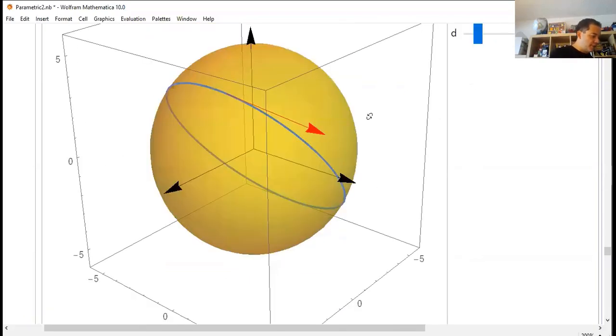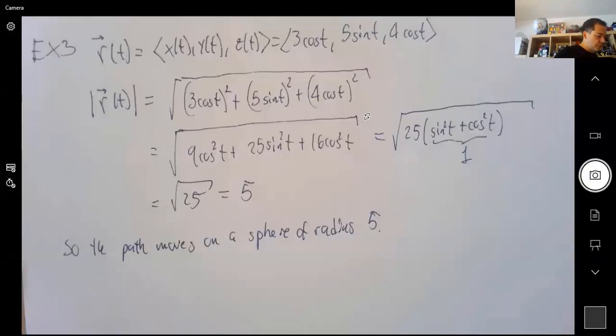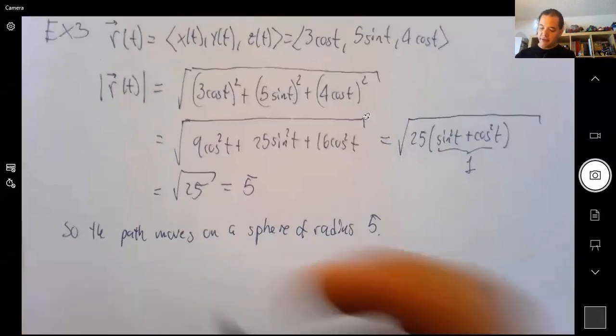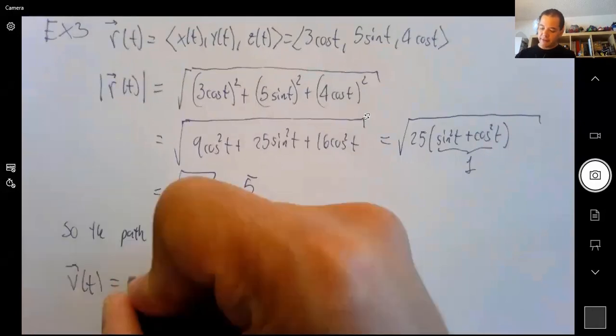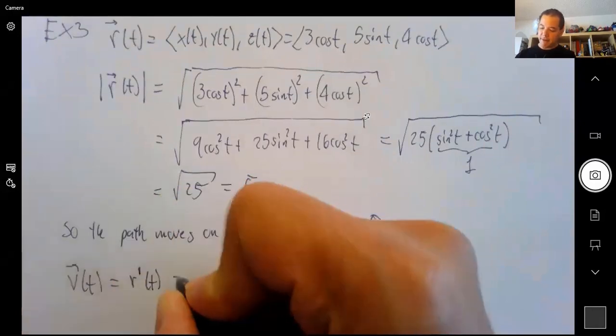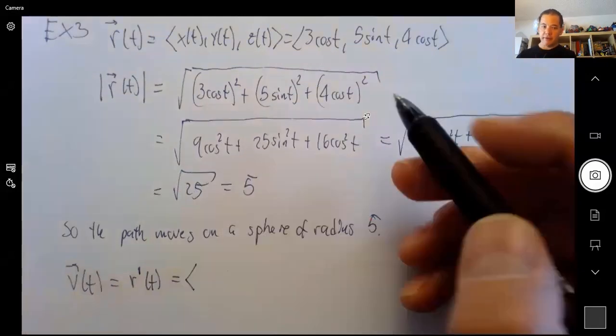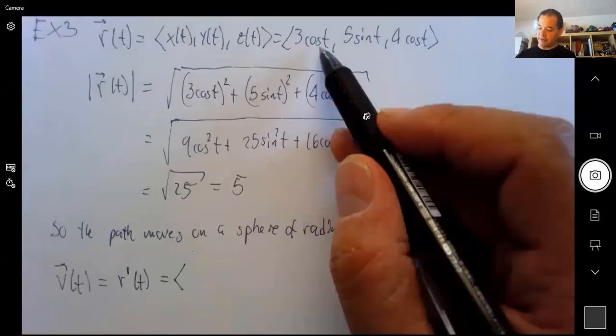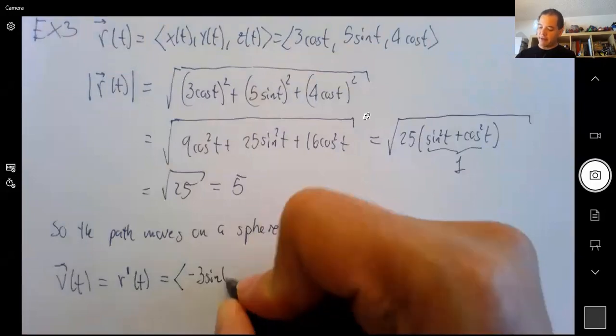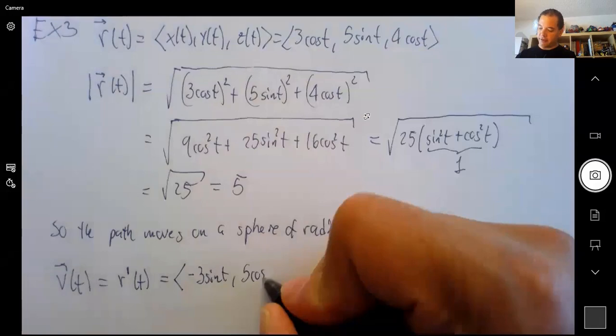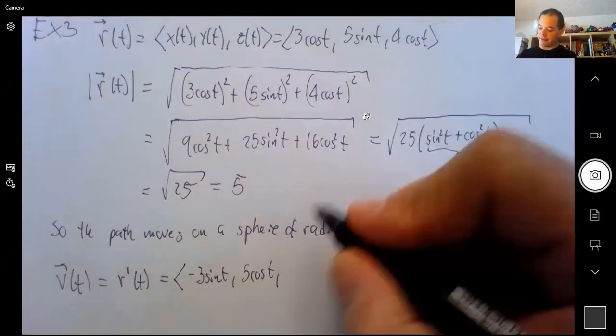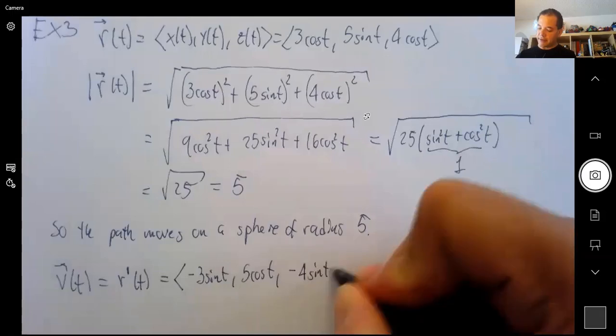Okay, so that was the first and the second. We didn't find the velocity, so let's find the velocity of this object. Let's go back to the page. What is the velocity? Find the velocity and speed of the object. So let's find the velocity. Velocity is the derivative of r, and that will be the derivative of 3 cosine t, that's negative 3 sine t, the derivative of 5 sine t, that's 5 cosine t, and the derivative of 4 cosine t, that's negative 4 sine t. So that's it. This is the velocity.